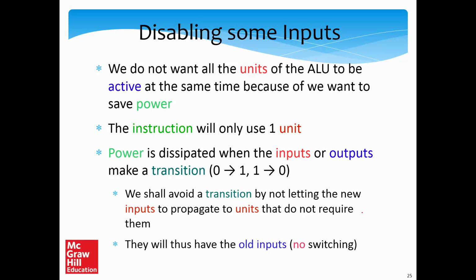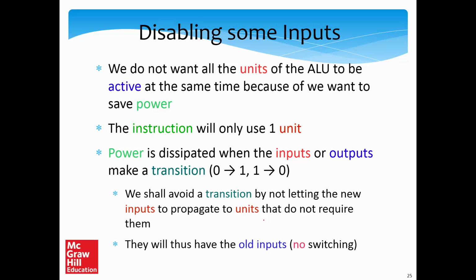So when is power dissipated? Power is dissipated when the inputs or outputs make a transition from 0 to 1 or 1 to 0. Why is this the case? Because only when there is a transition is there a flow of current, and whenever there is a flow of current, there are resistive losses in the circuit and heat gets dissipated. So we can avoid a transition by not letting the new inputs propagate to units that do not require them.